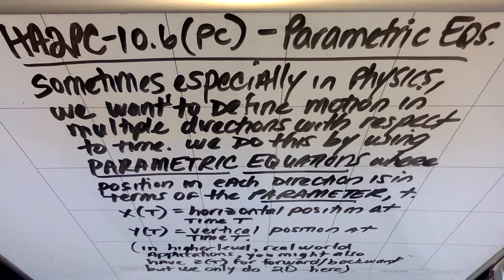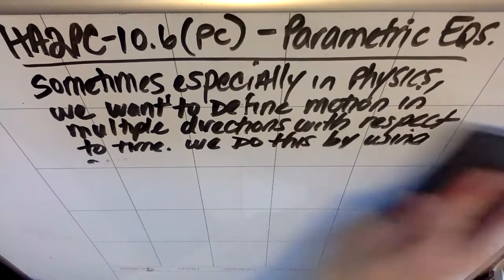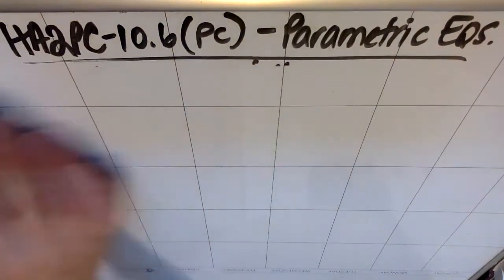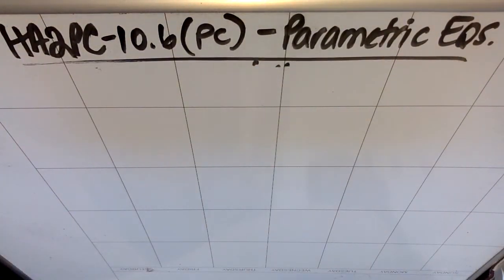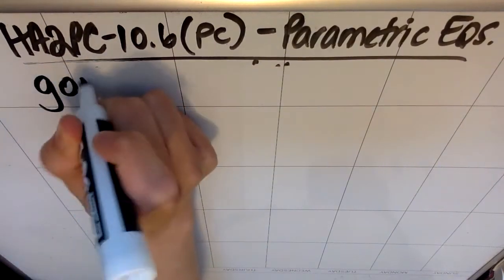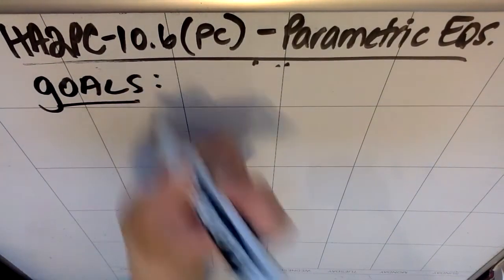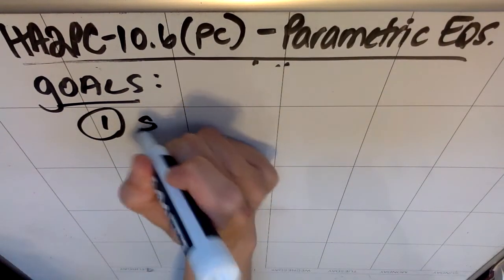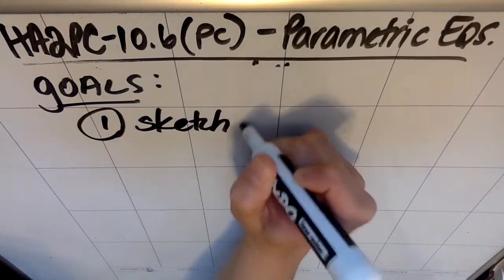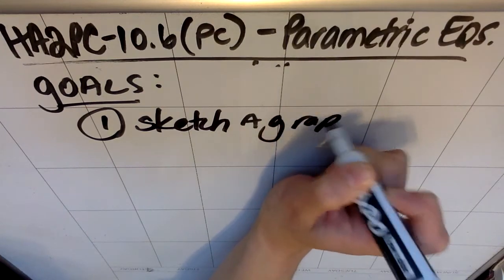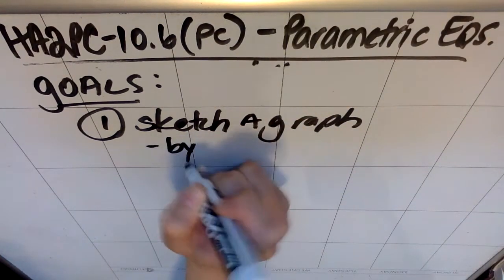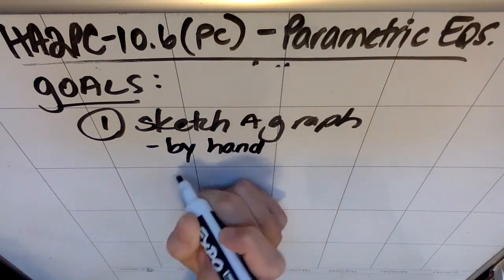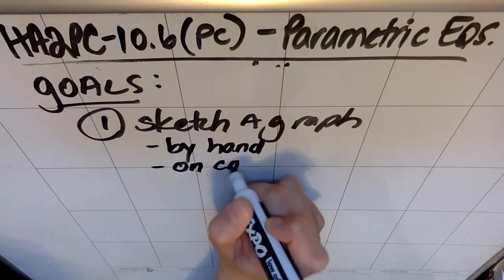So we're going to have a couple big goals when we walk through this section. The big things I need you to be able to do with parametric equations. There are lots of things that you can eventually do with parametric equations, but right now our goals are, 1, we're going to be able to sketch a graph. And when I say that, I want us to be able to do it by hand, but I also want to show you how it works on a calculator.